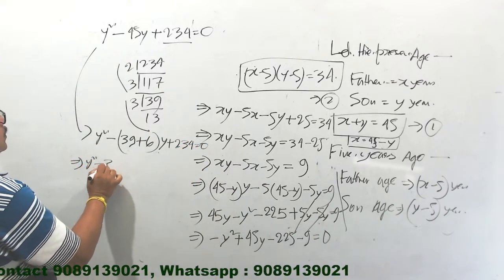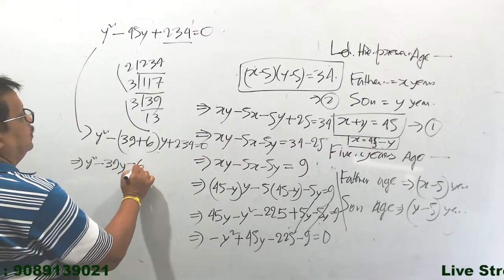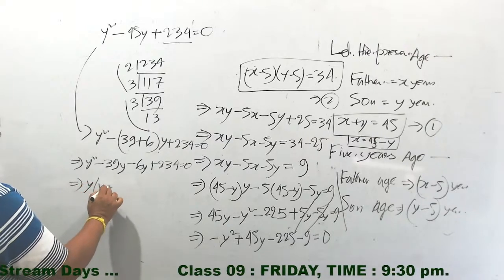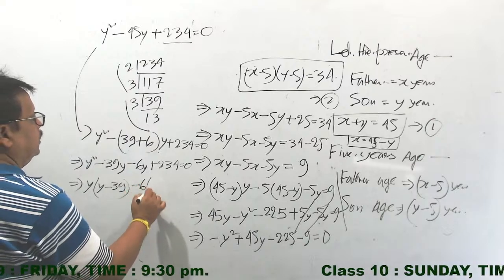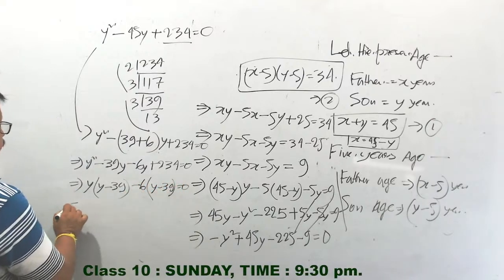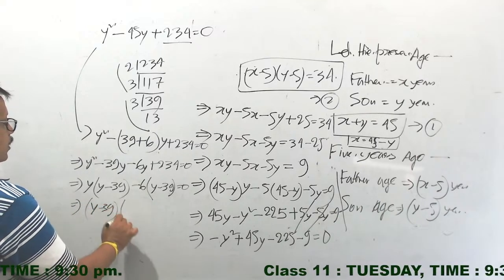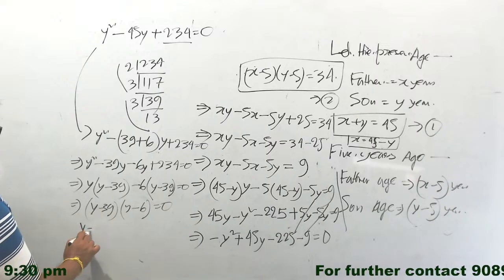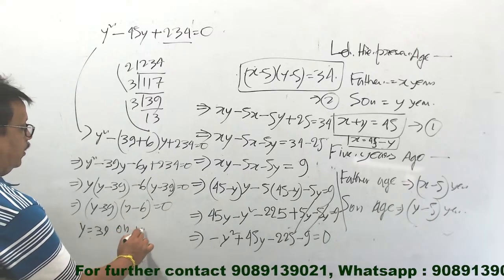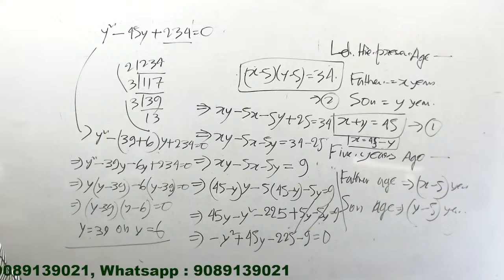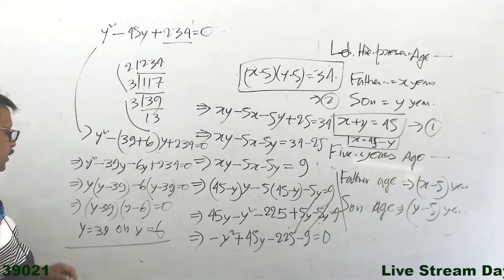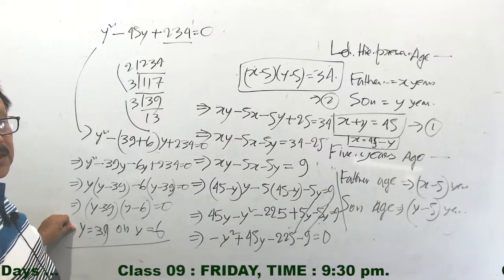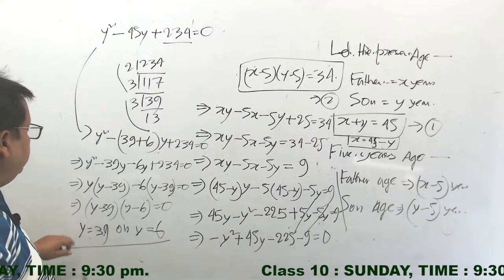Simplify. y square minus 39y minus 6y plus 234 equal to 0. This implies take common y minus 39 minus take common 6, y minus 39 equal to 0. This implies y minus 39, y minus 6 equals to 0. Either y is equal to 39 or y is equal to 6. Now which problem? 39 and 6. Yes, Ramal is correct. 39 and 6, but the y value.